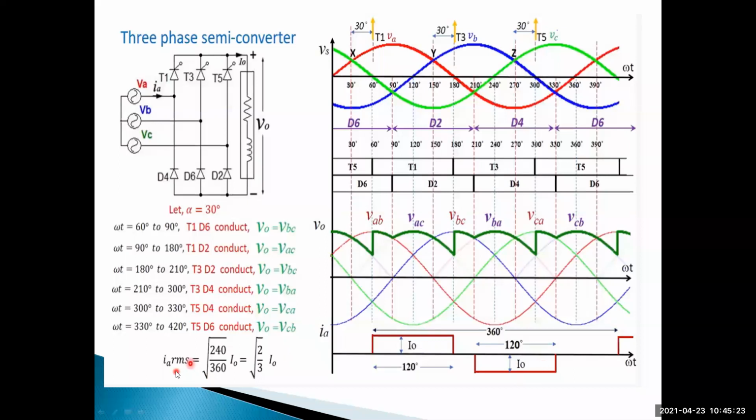So Ia RMS square is equal to I naught square into 120 plus I naught square into 120, total divided by the 360 time period. That is the conduction duration over the total time period of 360. This gives us the RMS value. So this is about the semi-converter.